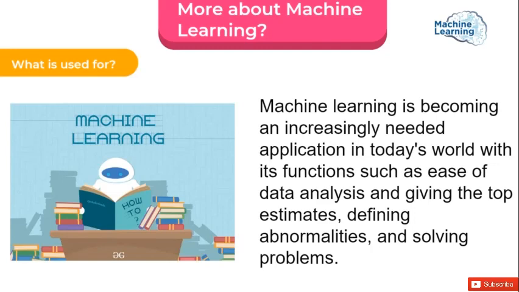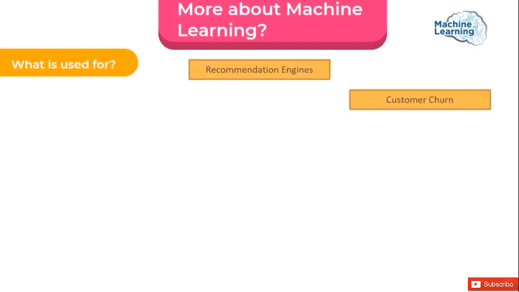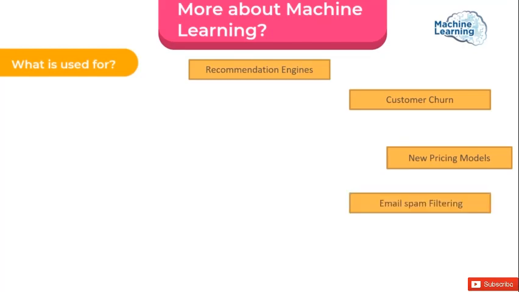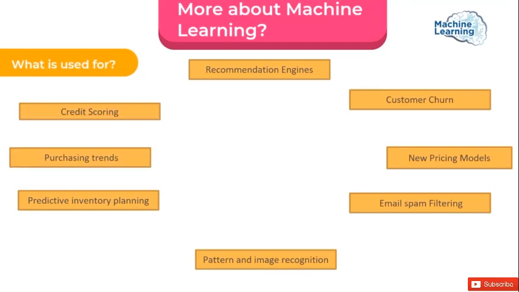Machine learning is becoming an increasingly needed application in today's world, with functions like ease of data analysis, giving the top estimates, defining abnormalities, and solving problems. Machine learning algorithms are used in an extensive variety of applications, such as recommendation engines, customer churn, new pricing models, email spam filtering, material and stock estimates, pattern and image recognition, predictive inventory planning, purchasing trends, credit scoring, and sure, the list could go on.